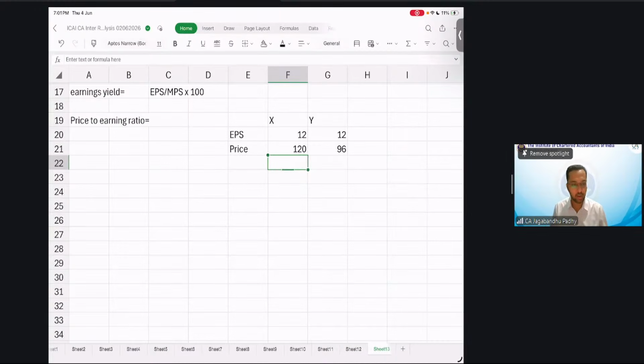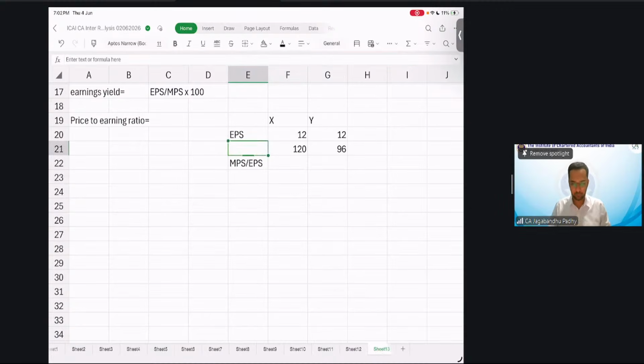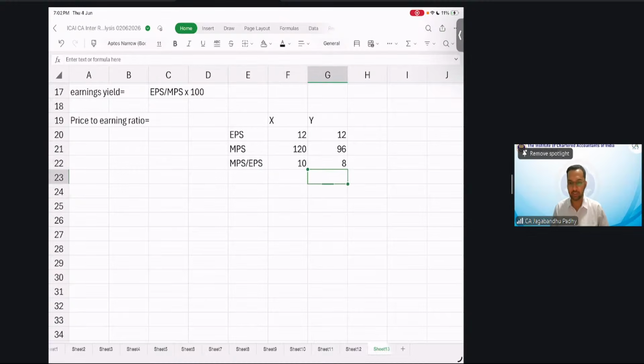Which of these two companies enjoy greater confidence? Well, let's try to calculate one ratio called price to EPS, or MPS upon EPS. So this is 120 divided by 12, which is 10, and this is 8. So for company X, people are ready to pay 10 times its earnings. And for company Y, people are ready to pay 8 times its earnings.